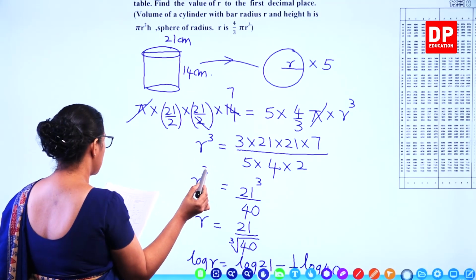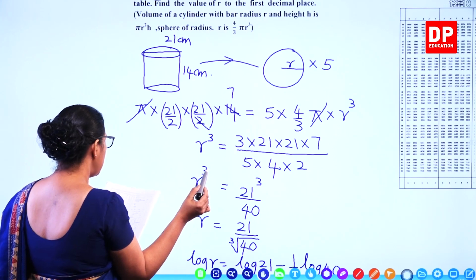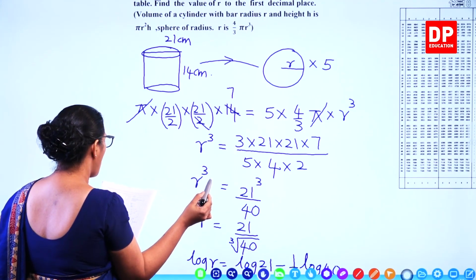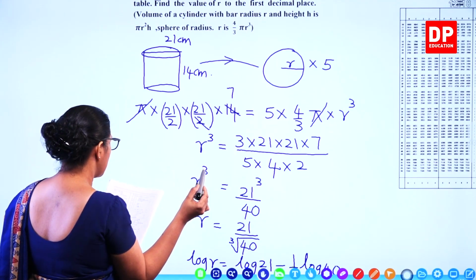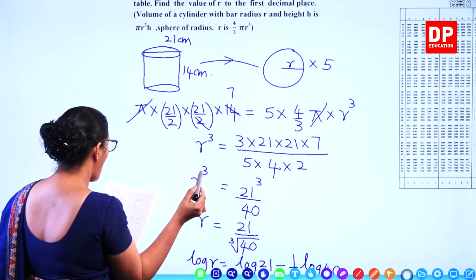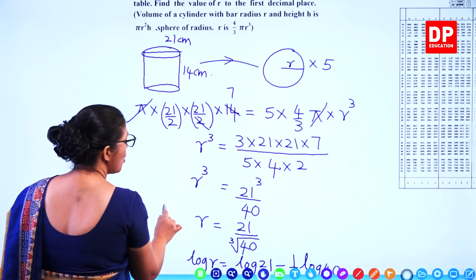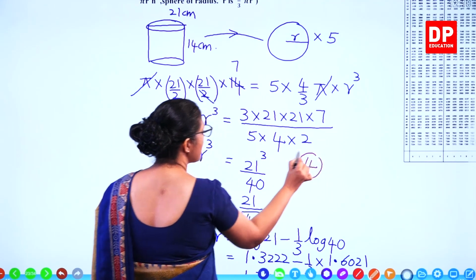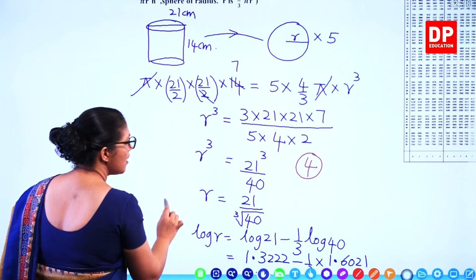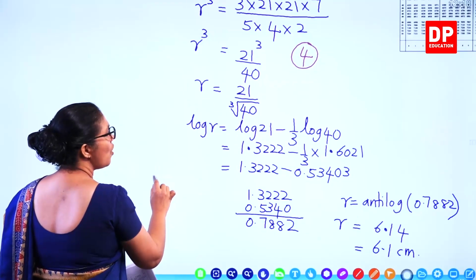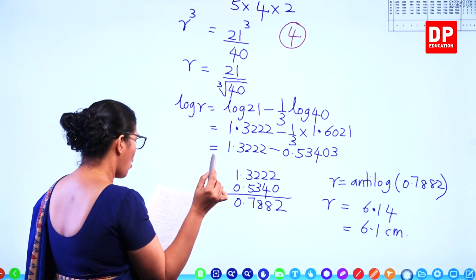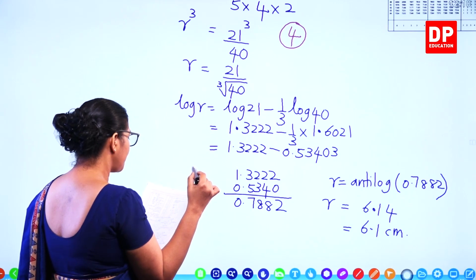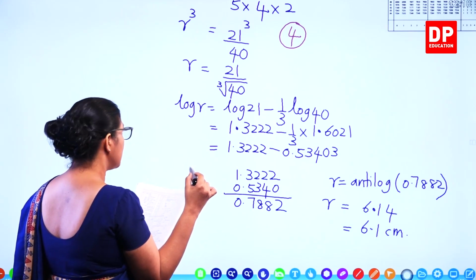Constructing the equation using the volume of a cylinder, multiplication, all these. So you get 4 marks for proving this one. 4 marks. Then you get marks for finding using logarithms. So 6 marks for that.